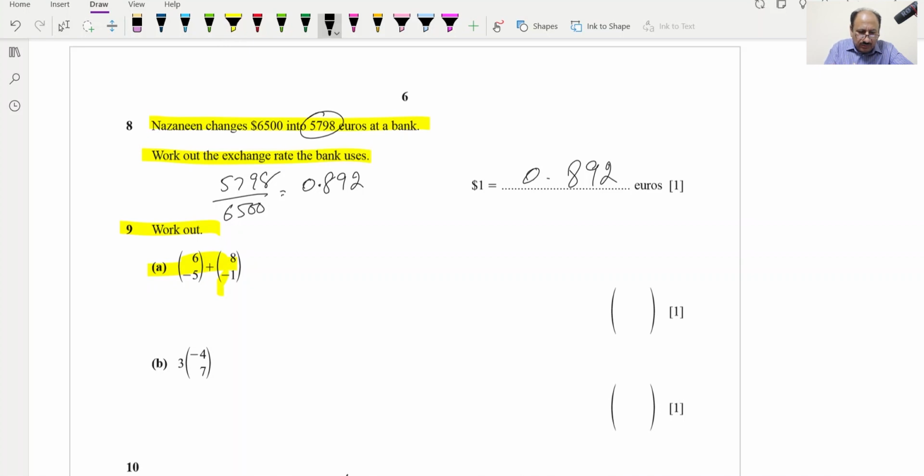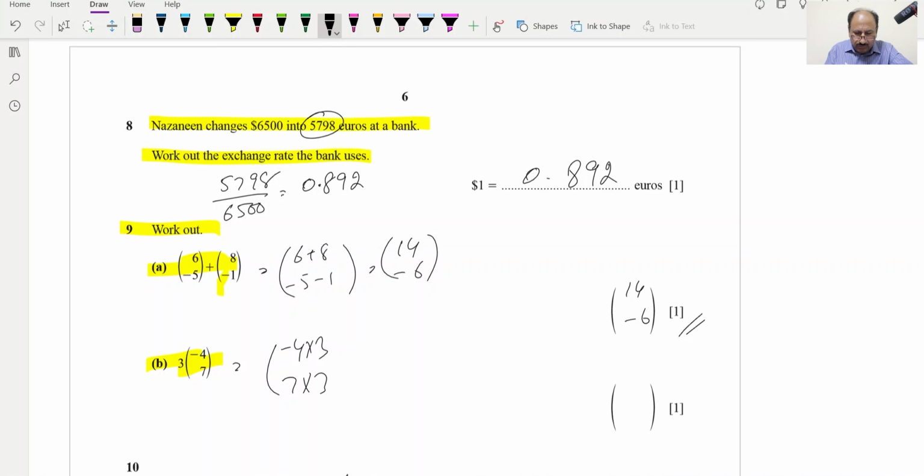Now question number 9, work out this matrices. We have two column vectors, we have to add. So 6 plus 8, and minus 5 minus 1, and this will be equal to 14, and this will be minus 6. So 14 and minus 6, this is 1 mark part. Now for the B part, we'll have to multiply. So this will be minus 4 into 3 and 7 into 3.